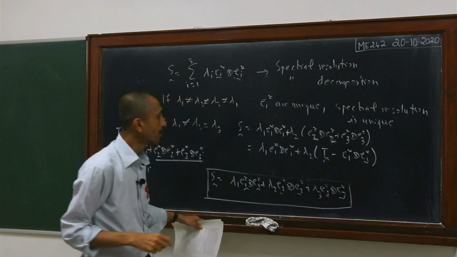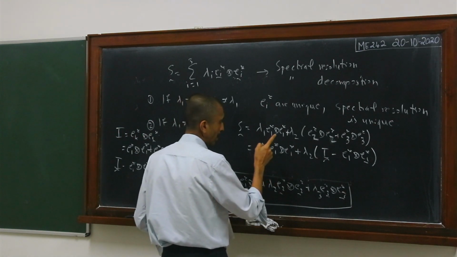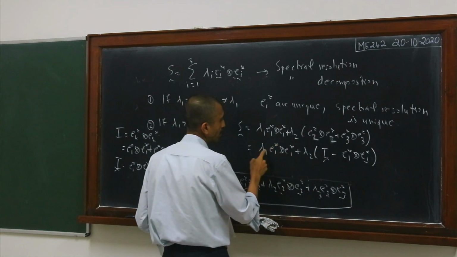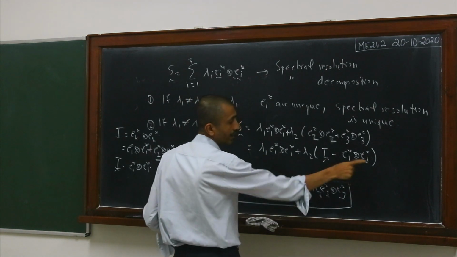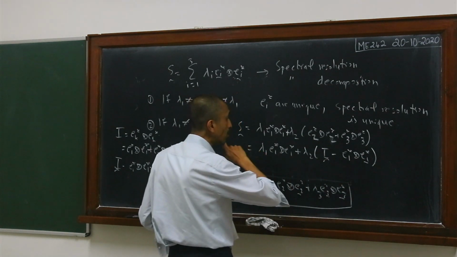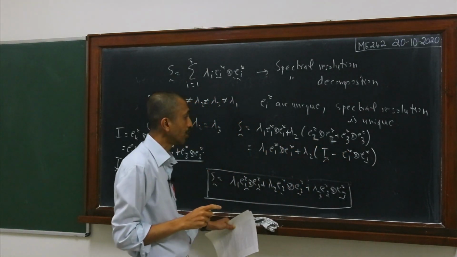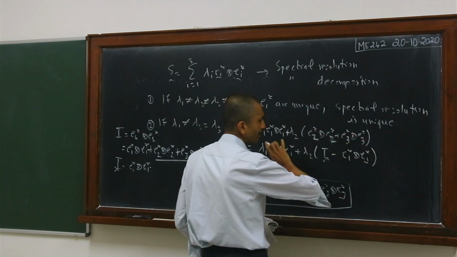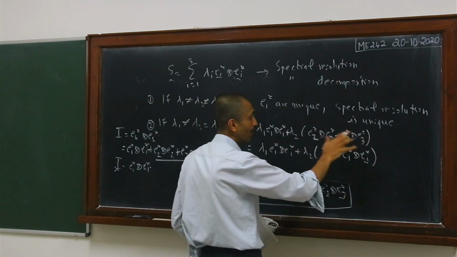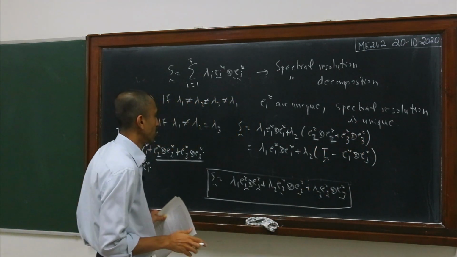Now you can see that this E1 star is unique, right? That is the eigenvector corresponding to the distinct eigenvalue, so it is unique, and so now you can see that everything is unique. Although E2 star and E3 star individually are not unique, you can think that there may be some cancellations occurring, and finally you get a spectral decomposition that is unique, right?